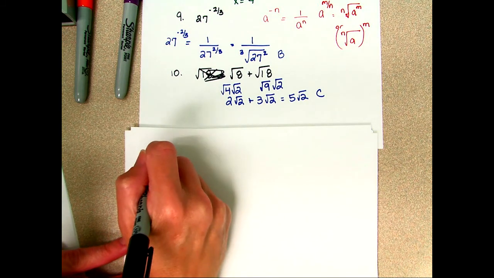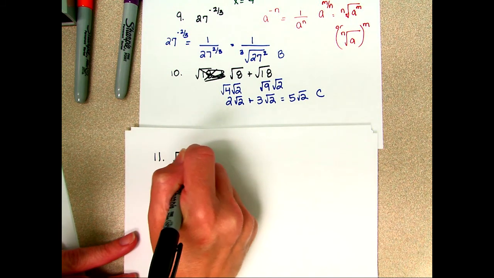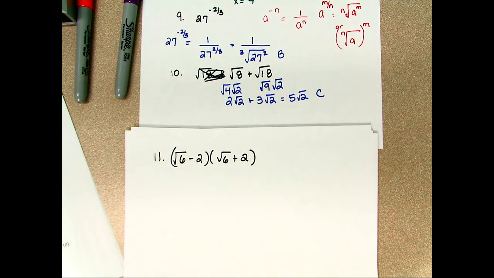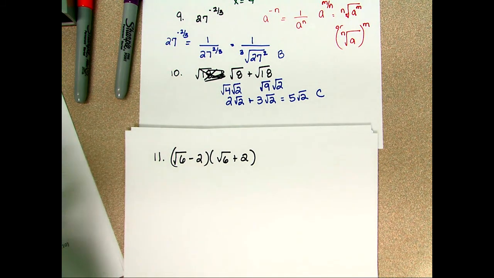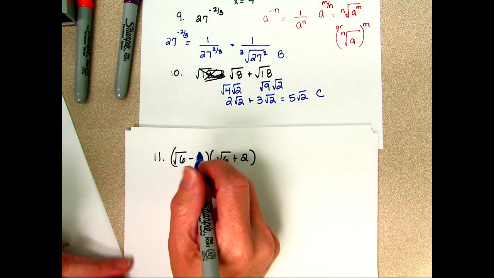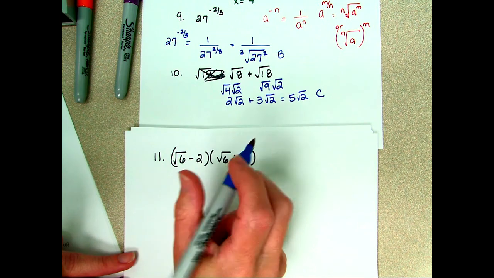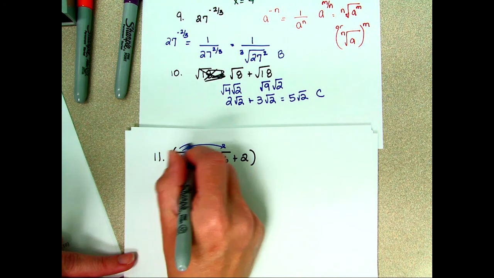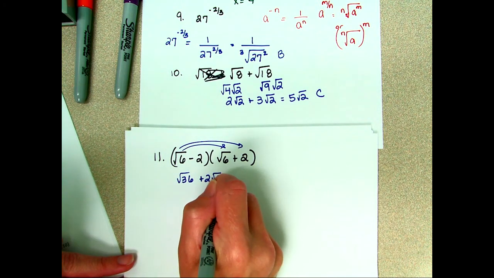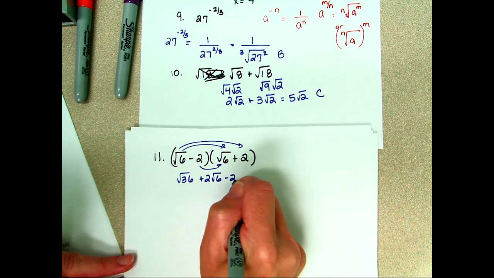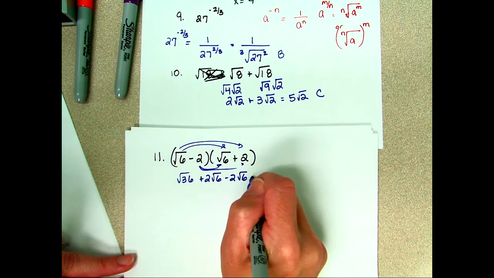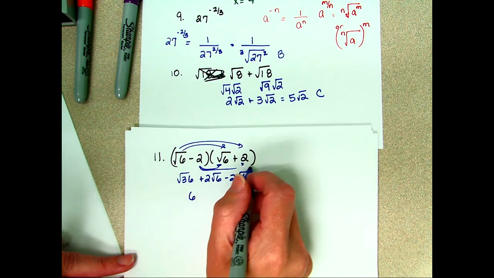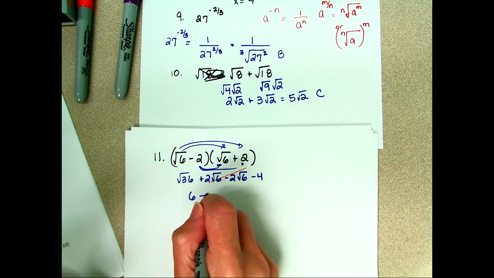Number 11, the square root of 6 minus 2 times the square root of 6 plus 2. Multiply binomials. You guys may recall using FOIL. When you distribute the first terms, the outer terms, the inner terms, and the last. Square root of 6 times the square root of 6 is the square root of 36. Square root of 6 times 2 is positive 2 square root of 6. Negative 2 square root of 6 is negative 2 square root of 6, and negative 2 times positive 2 is negative 4. Square root of 36 is 6. 2 square root of 6 minus 2 square root of 6, they cancel out. 6 minus 4 is 2. The answer is A.